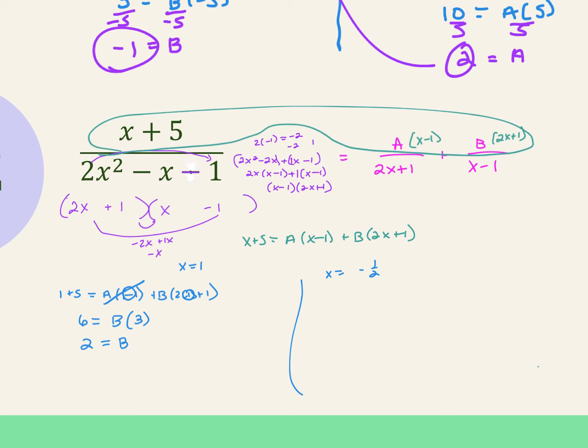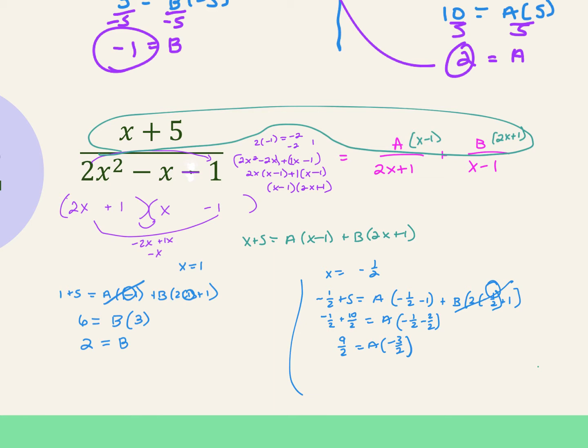Plug in the negative half. Negative 1/2 plus 5 equals A times negative 1/2 minus 1 plus B times 2 times negative 1/2 plus 1. I know this is going to be 0, so the B cancels out. I'd get negative 1/2 plus 10 halves here to get a like denominator, so that's 9 halves equals A times negative 1/2 minus 2 halves, so negative 3 halves.